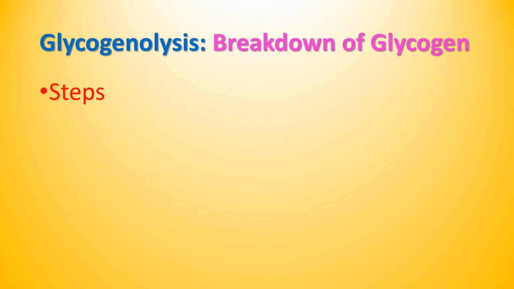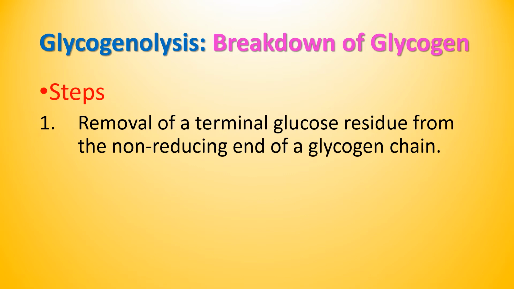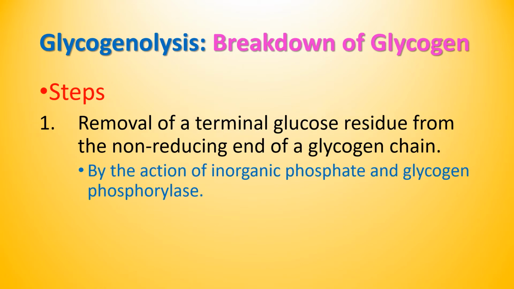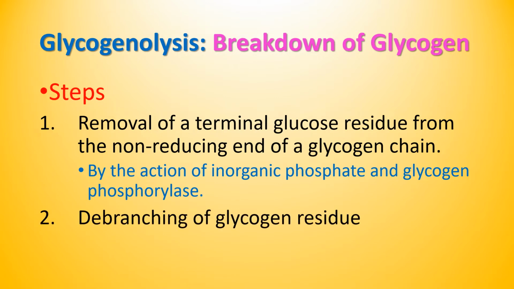Now about the steps of breakdown of glycogen. During the first step, there is a removal of a terminal glucose residue from the non-reducing end of a glycogen chain. This happens by the action of inorganic phosphate and glycogen phosphorylase. The second step is the debranching of the glycogen residue.